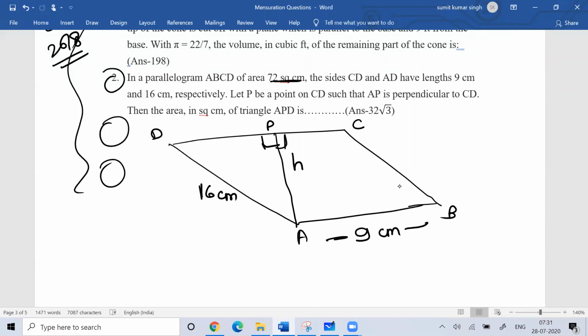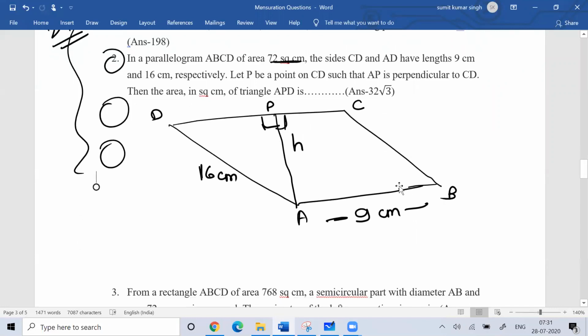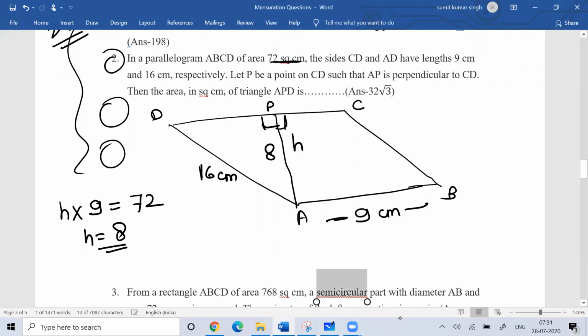And then you know the formula of area of the triangle. What is the area of triangle? Base into height. The height is H and your base is 9, which is equal to 72. So with this you can find H is equal to 8. So this is 8 now. This is a right angle triangle, so I can find the value of PD.